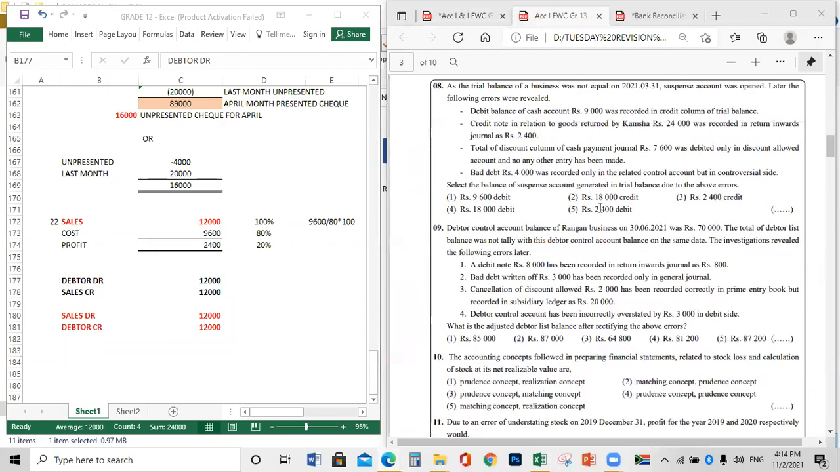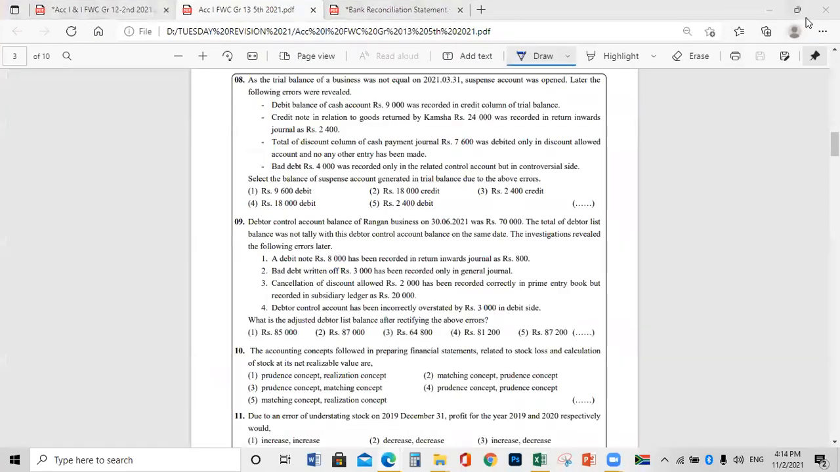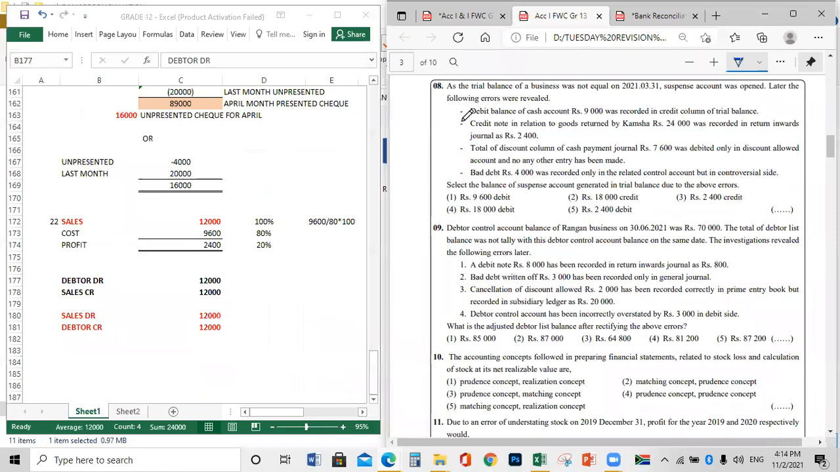So in grade 13, I think we did up to question 8. Don't worry, grade 12, we are doing grade 12 questions only. Okay. So up to question 8, we are done. Now, shall we do question number 10? We'll keep 9 for later. Guys, we'll do question 10 first.